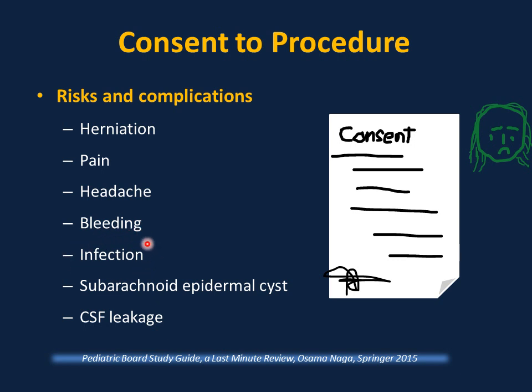Infection can be avoided by using sterile equipment, sterile gloves, and complete aseptic technique. For subarachnoid epidermoid cyst, using a needle with a stylet will decrease this risk. Using a narrower gauge will help decrease the risk of CSF leakage. If the parents refuse the procedure, do not delay the antibiotic administration.